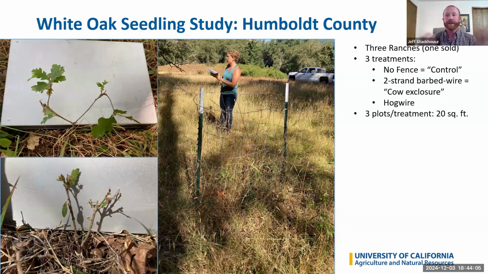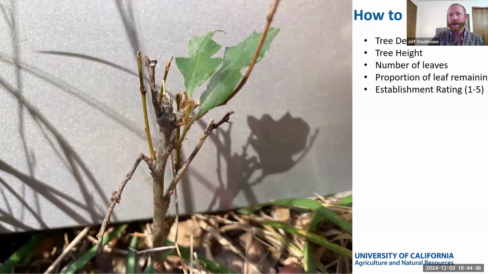So we called the 2-strand barbed wire a cow exclosure. And then we did a deer and cow exclosure with our hog wire fence, which you can see there in the foreground, that had been beat up by either elk or beef cows over the years, but still kind of looks like a plot. And I think it's important to note that one of the 3 ranches sold. So the statistical relevance of this data is pretty weak. Actually, it's incredibly weak.